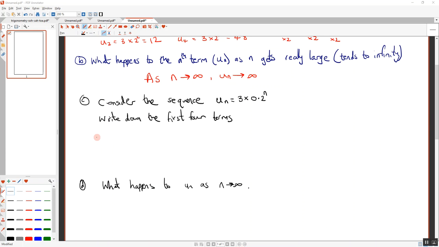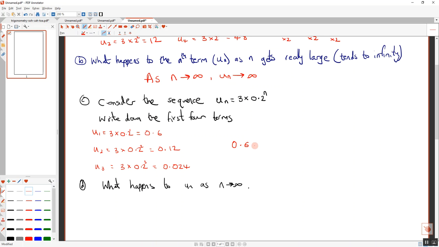All right, so we've got our first 4 terms. So it's similar to last time. Let's change color again. Okay, so we're going to have U1, which is going to be 3 times 0.2 to the power of 1. What does that give us? 0.6. U2? 3 times 0.2 squared. Ari? 0.12. U3? 3 times 0.2 cubed. 0.24? Yeah. Okay, and so we get the idea.